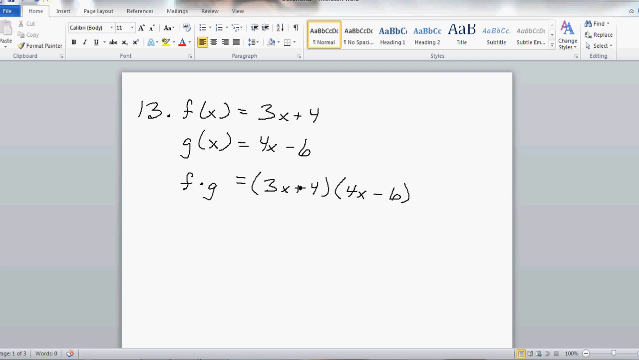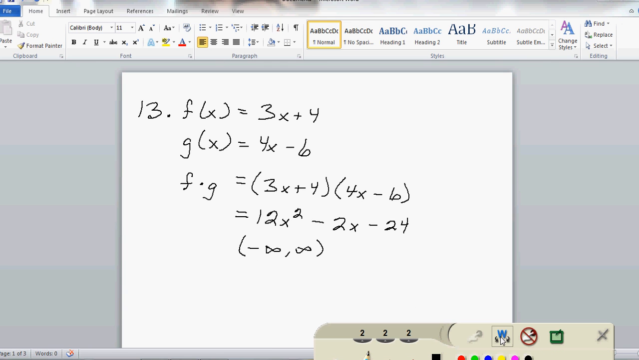Realize what we have to do here now is to FOIL this out, and so we get 12x squared minus 2x minus 24. And that's after we've combined the two middle terms. Now we look at this one, there's no restrictions, there's no square roots, there are no fractions, and so the domain would be all real numbers, which we show in this manner. We go anywhere from negative infinity all the way up to positive infinity.